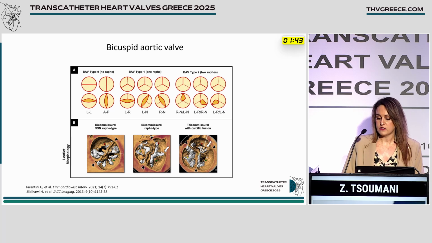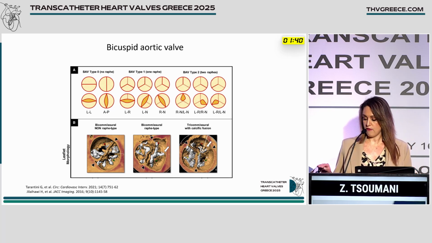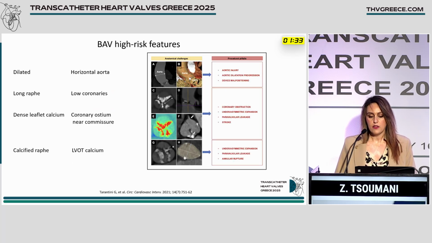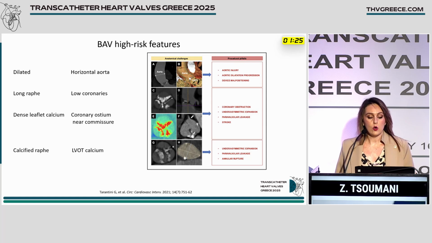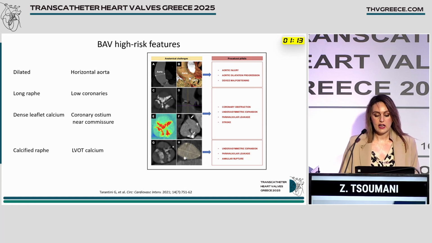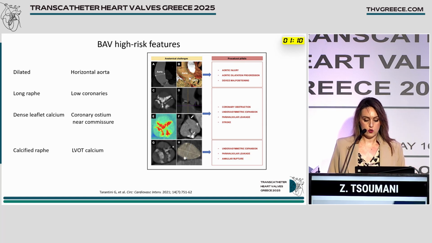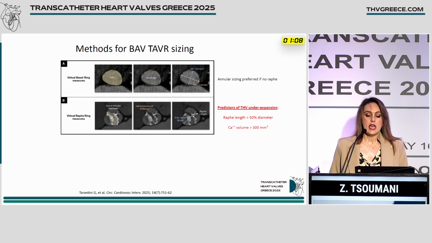So we have three types: the bicommissural with no raphe, the bicommissural with raphe, and the tricommissural, which is actually the functional bicuspid. And the bicuspid aortic valve has high risks in terms of TAVI. We know that there is the bicuspid aortic valve aortopathy, and the high risk includes also the long raphe, the low coronaries, the coronary ostium near commissure, the dense leaflet calcium, the calcified raphe, and the LVOT calcium in general.